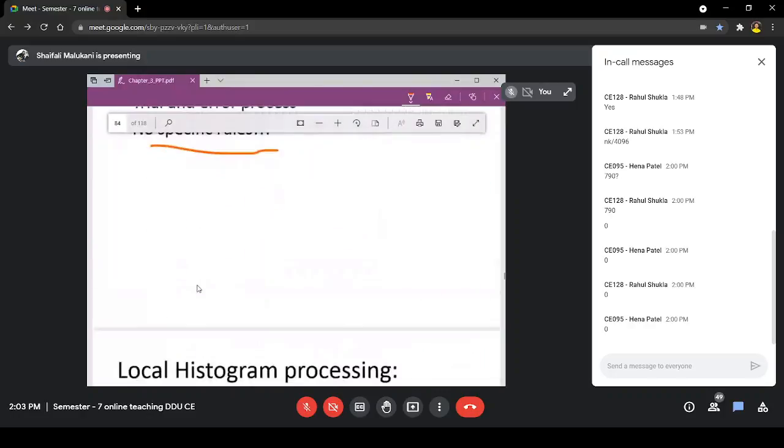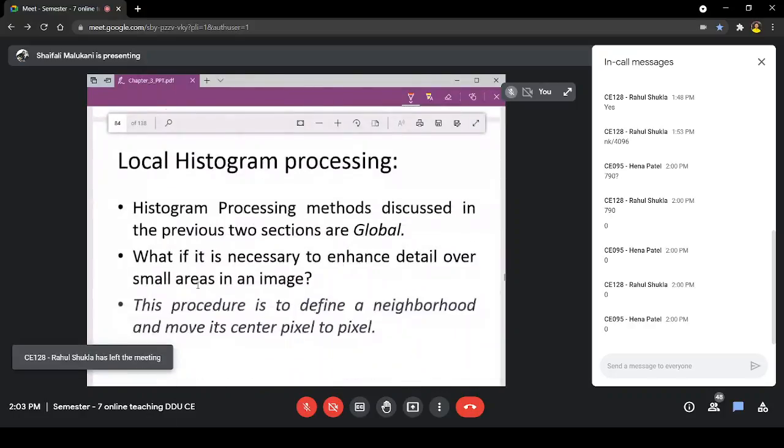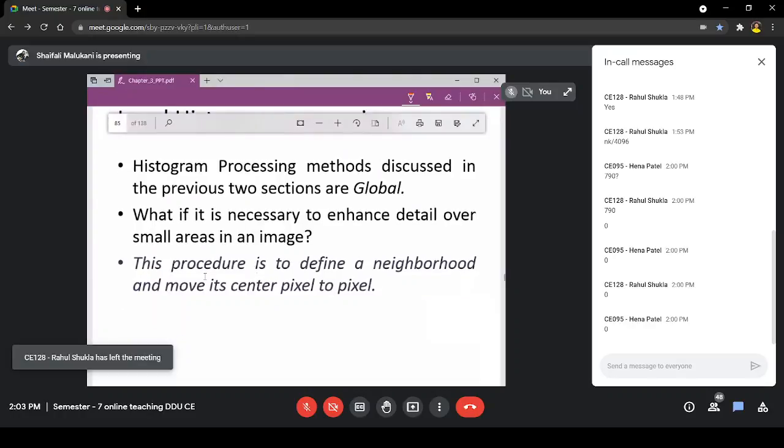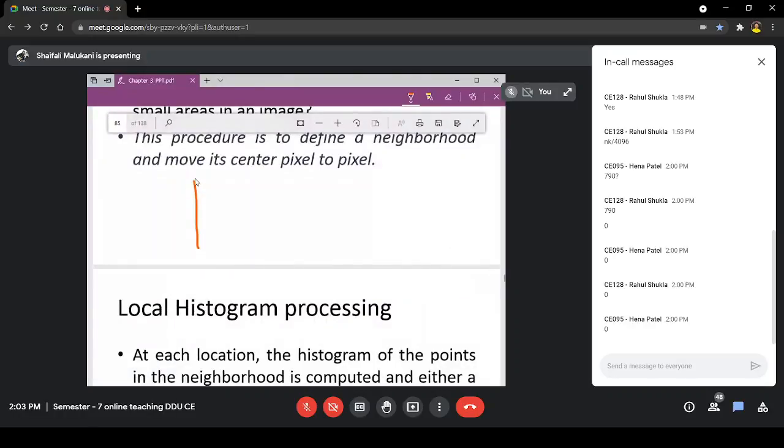Okay, now we are going to the next case, that is local histogram processing. What we will do here, we will take our image, select one pixel, then select its neighborhood. That neighborhood can be of size 3 cross 3, 5 cross 5, any. Then we will apply histogram equalization as if the image is only this much. We will apply histogram equalization here and we will obtain the entire table.